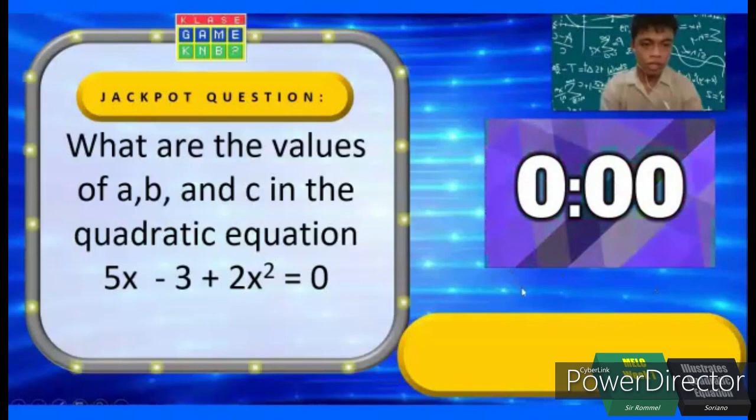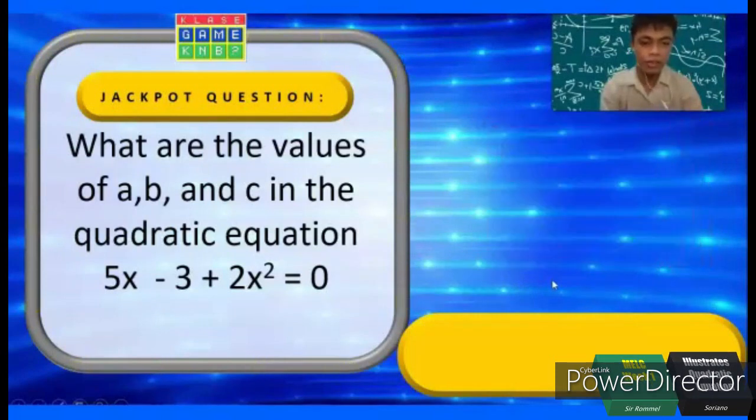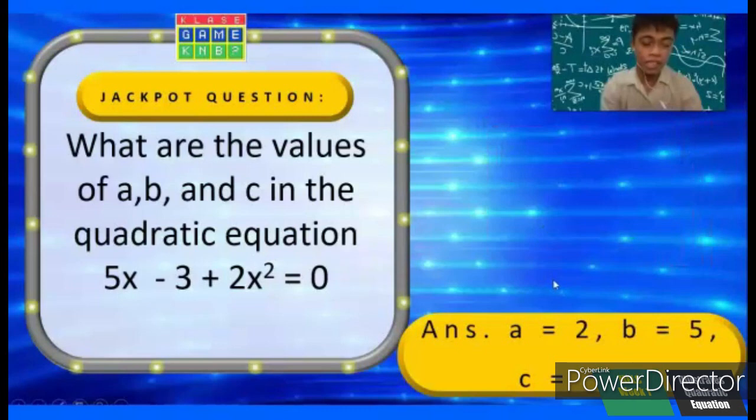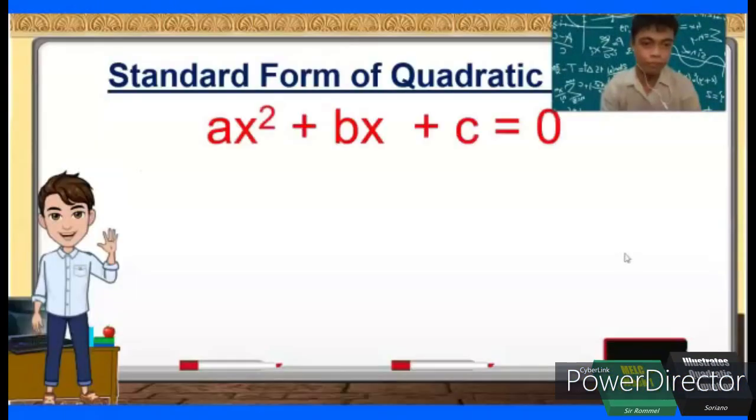Okay, time is up. Ano kaya yung correct answer? What are the values of A, B, and C? So the value of A is equal to 2, the value of B is equal to 5, and the value of C is equal to negative 3. Sino kayo nakakuha? Congrats! So ngayon, discuss natin tong jackpot question.